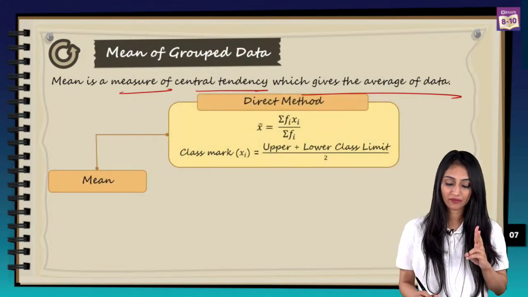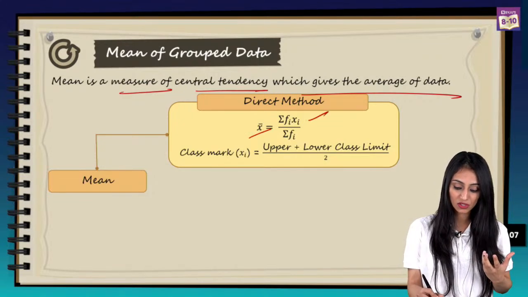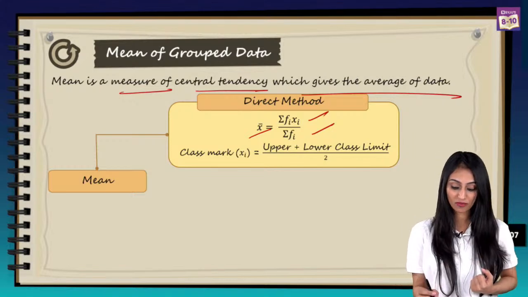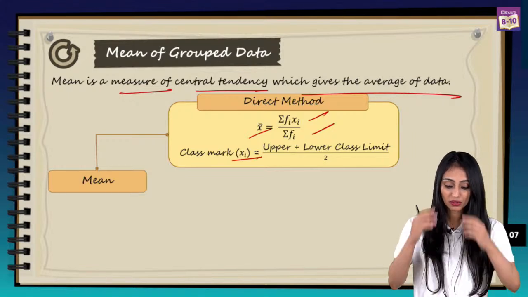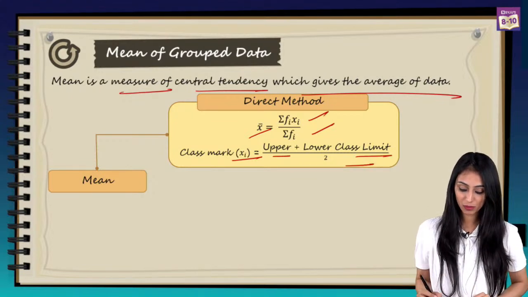So two methods we have in the term 2 syllabus. One is the direct method. So mean, we denote that by x bar, which is summation fi xi by summation fi. And sometimes you might have to find out the value of xi in the question. That's the class mark, which is upper class limit plus lower class limit by 2.